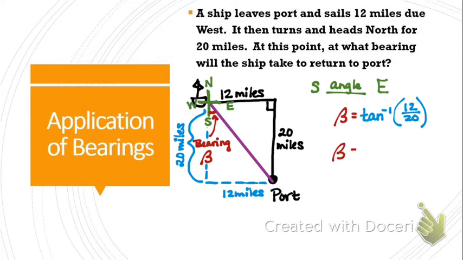So how big is our angle beta? Take me out to 3 decimal places for this. 30.963. You said 963? Yeah, 30.963. Oh, you said 964? 964. Okay.